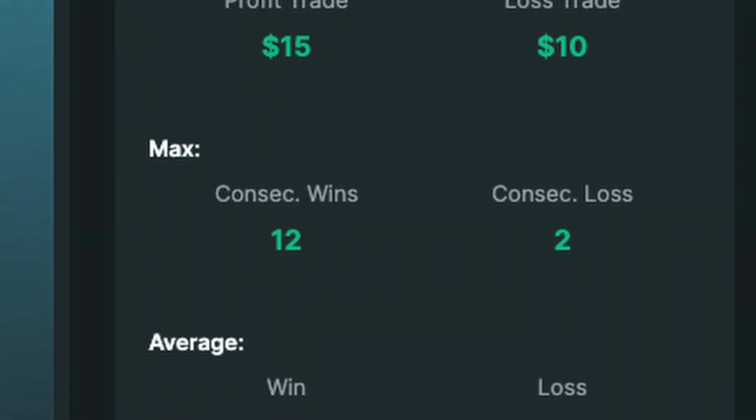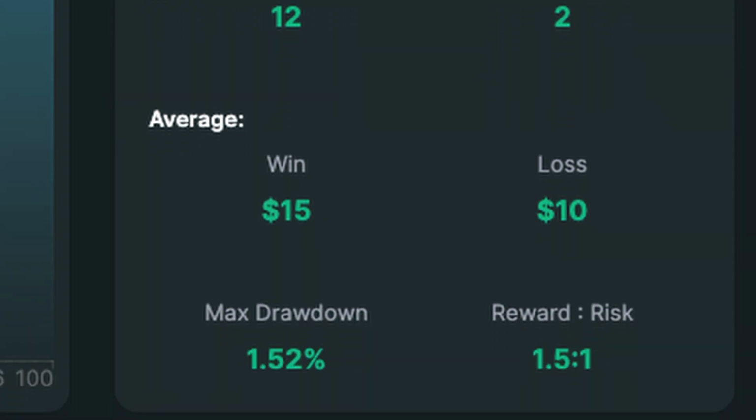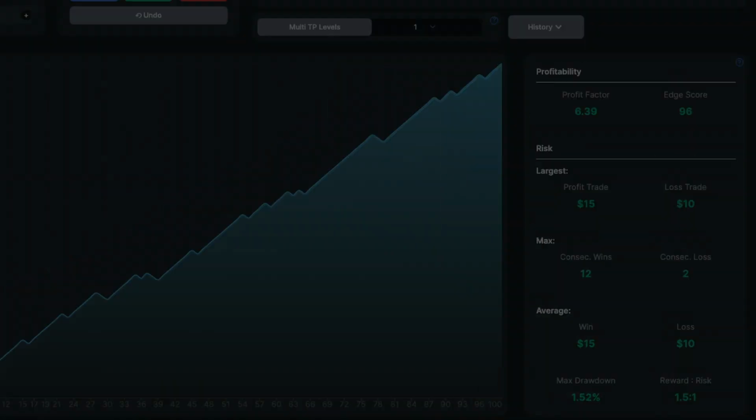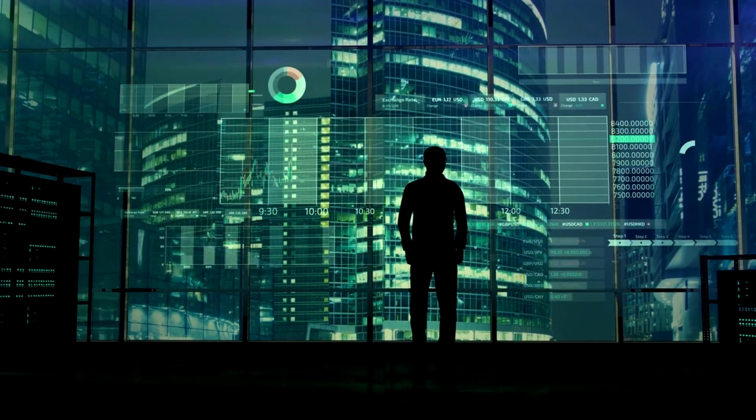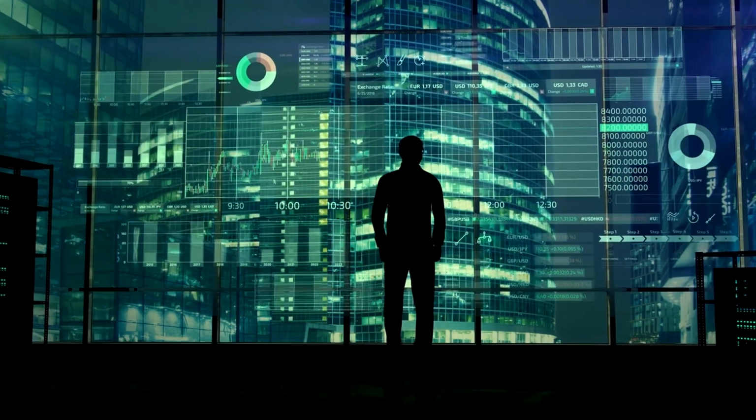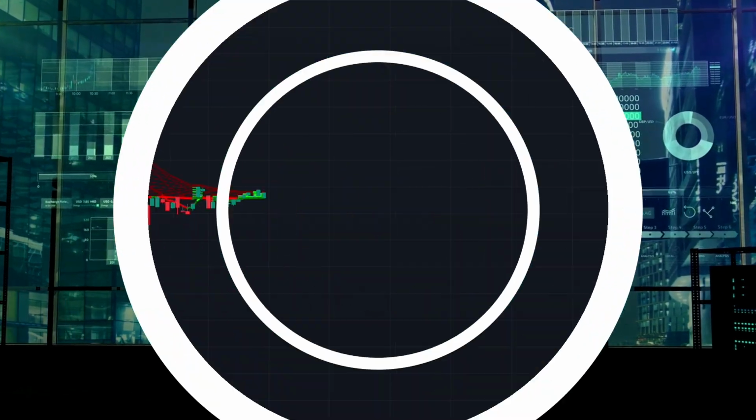We also had 12 consecutive wins against just 2 consecutive losses. We also got a max drawdown of just 1.52%, and of course we were using our risk to reward of 1.5 to 1. Now, with these results, I cannot recommend this indicator highly enough. The hype over it is very much deserved, and I'm already working on a more complex strategy that utilizes this awesome indicator.